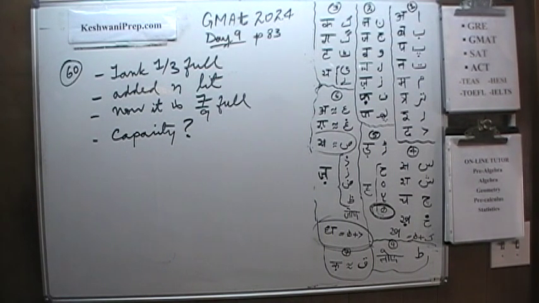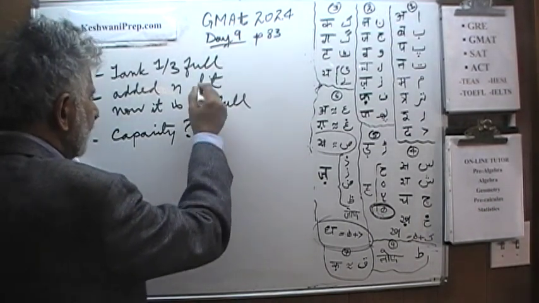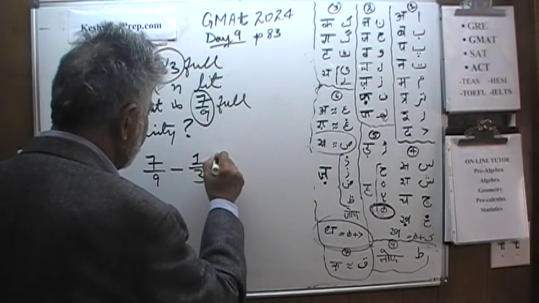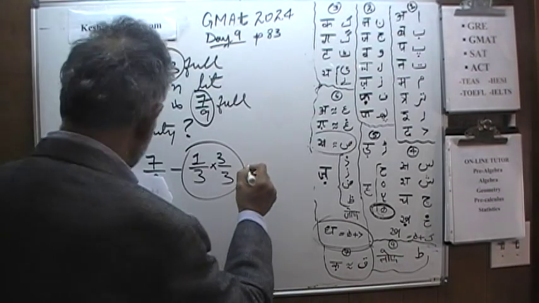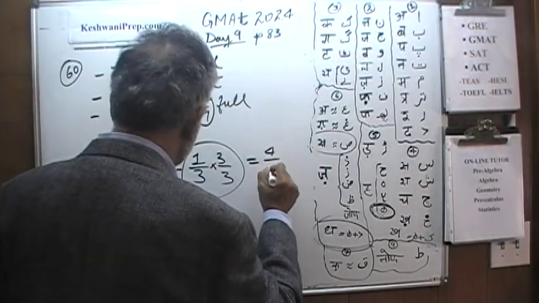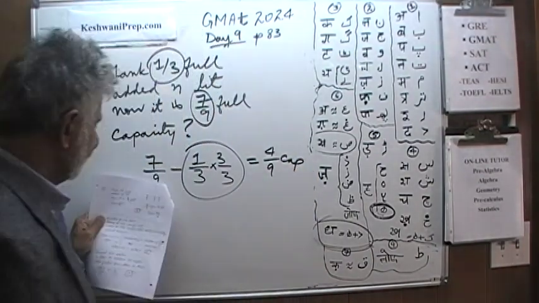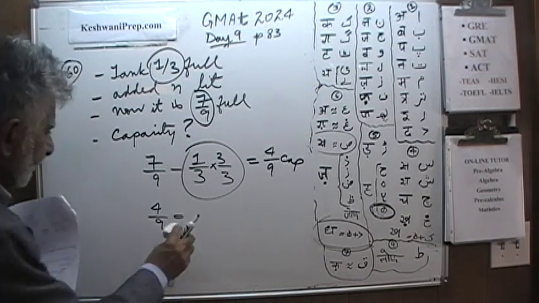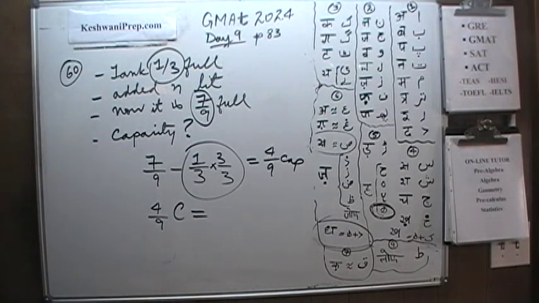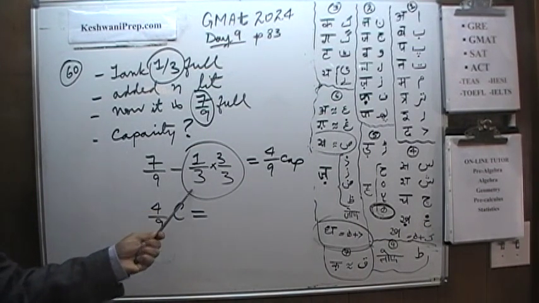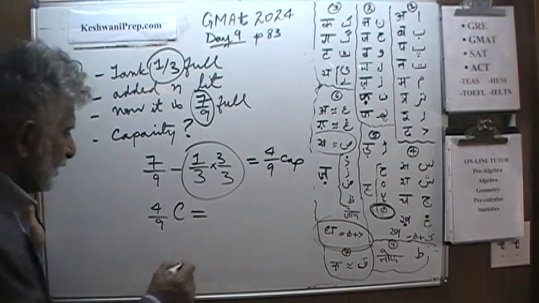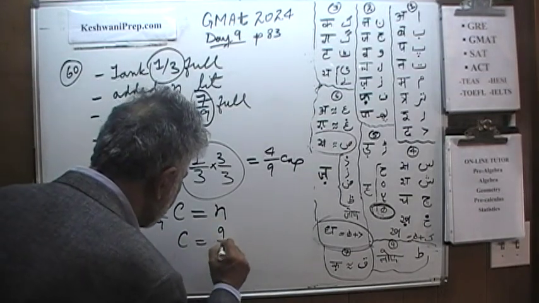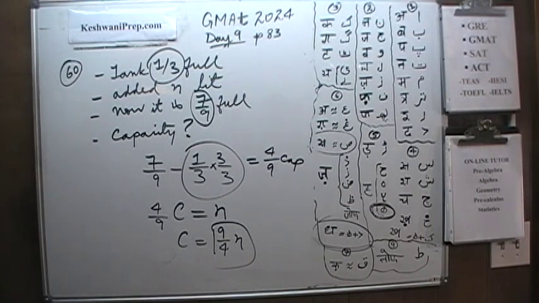Well, the tank is 7/9 full now, and before it was 1/3 full. 1/3 full is the same as 3/9, which means we filled up the tank by 4/9 of its capacity. I'm going to use C for capacity. The 4/9 of the capacity that it represents, because it is 7/9 full now and before it was 1/3 full, the difference is 4/9, which means we fill it up by 4/9, which is n liters. We just have to solve for C, and C is simply 9/4 n. Voila, that's all. That's how simple it is. There's nothing to it.